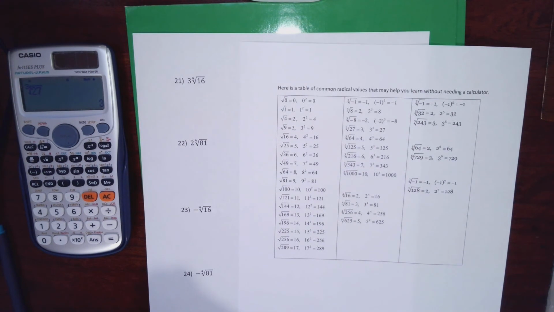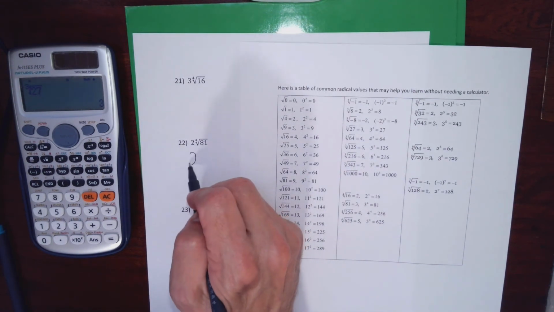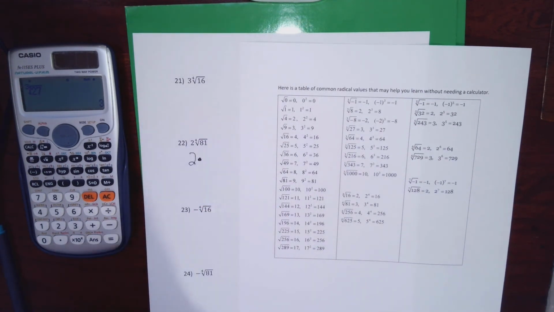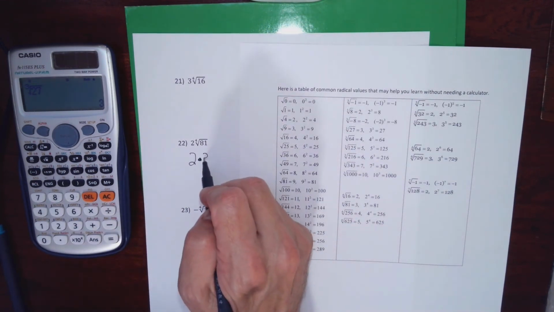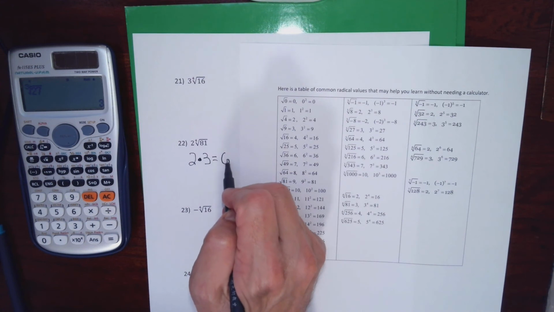22 says 2 times the fourth root of 81. So that's going to be 2 times whatever the fourth root of 81 is. I need to do it first. The fourth root of 81 is 3. So this is 2 times 3, which is 6.